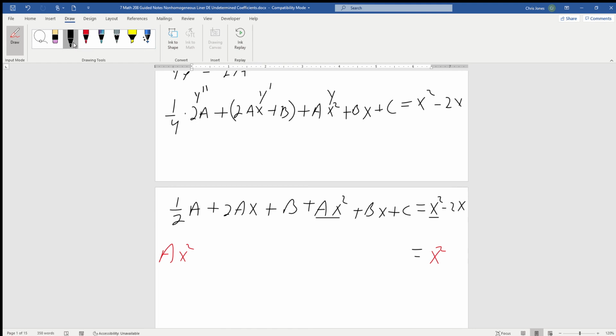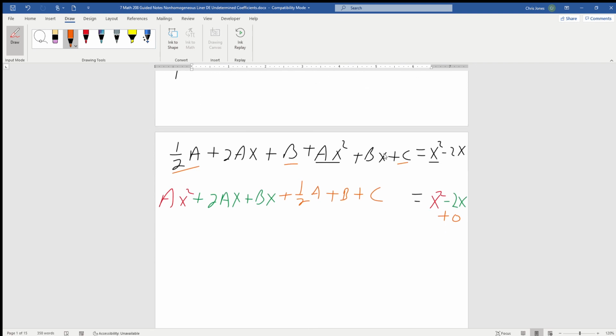All right, so we have 2ax and we have a bx, and over here we have minus 2x. And then anything with a constant in it is going to get its own color as well. So notice that we have 1/2 a, we have b, and we have c. So we're going to say 1/2 a plus b plus c. Now technically on the right hand side there is no constant.